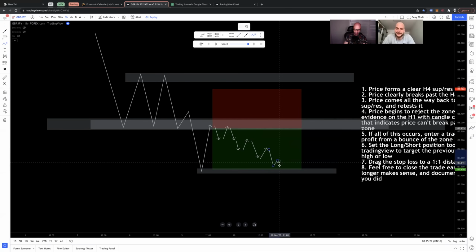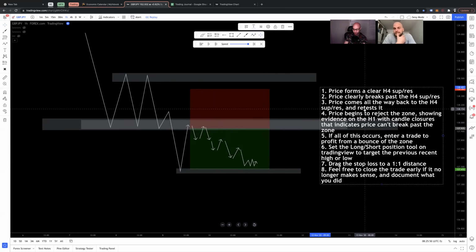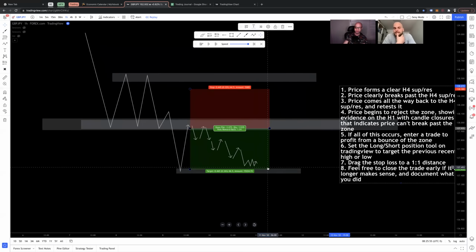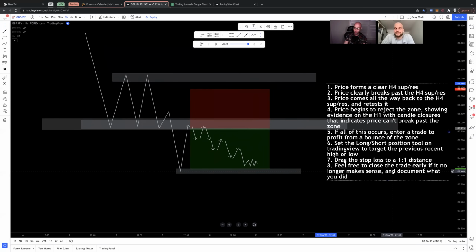So what about this? It starts doing this right here. Would it be logical to close there? Yes, because you're almost at 80% of the profit, probably. You see, I agree with you. This is where the subjectivity of trading comes in, right? Because your rules, Careless, say target the previous recent high or low. You broke your trading rules. But if you have this rule in here which says feel free to close the trade early if it no longer makes sense to be in the trade.